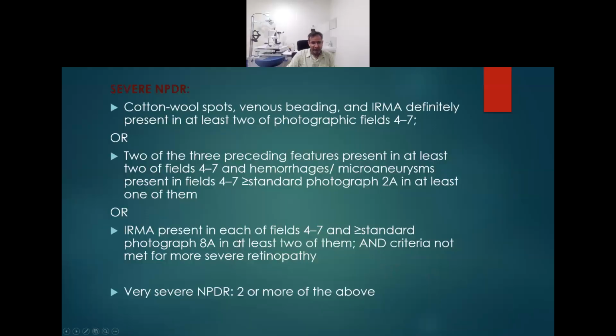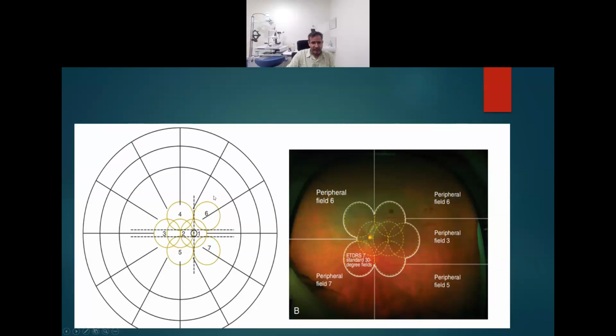So with the modified Airlie House classification, we are seeing only the macular area. So then these peripheral fields were added. According to the area, temporal to this was peripheral field 3, temporal more, upper side, supratemporal, will be peripheral field 4, this will be peripheral field 6, this will be peripheral field 7.